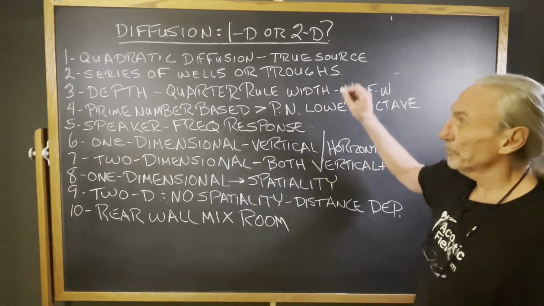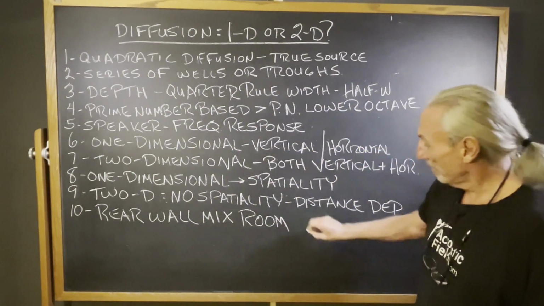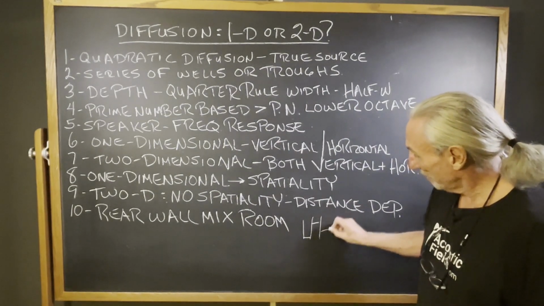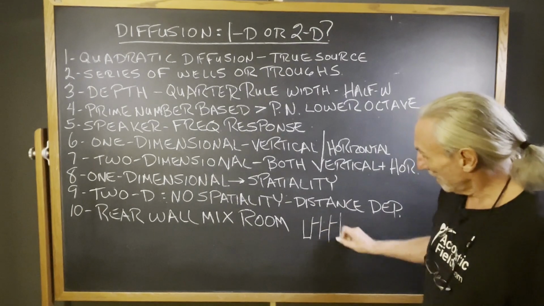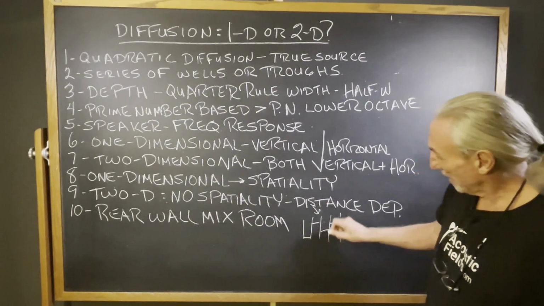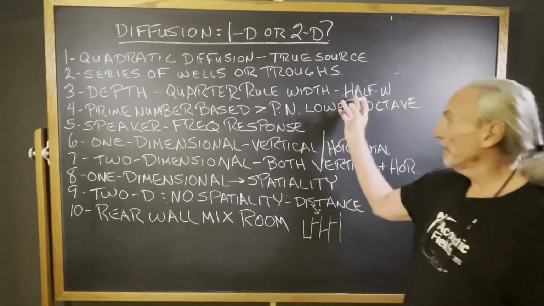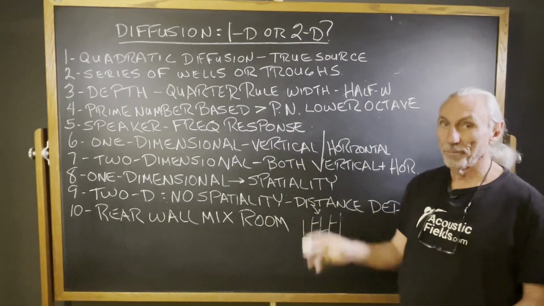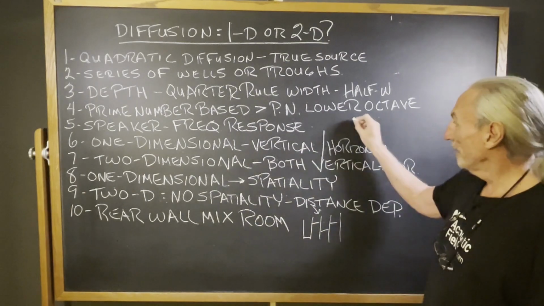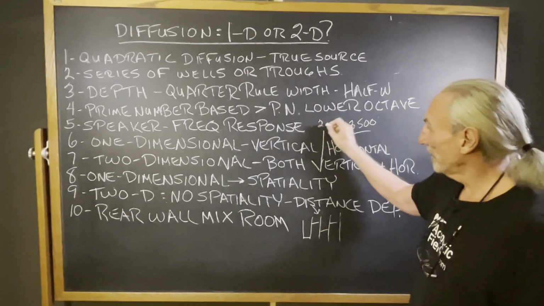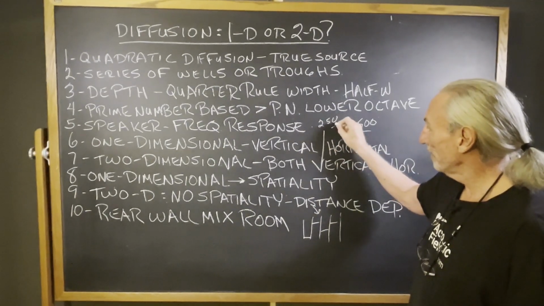It's a series of wells or troughs. We've all seen them, right? They all look like this, different depths. Okay, sound enters here, goes through each depth. The depth is based on the quarter wavelength rule, and the width of the well is half wavelength. Our diffusers stop at about 3,500 and can start as low as 250 to 275.